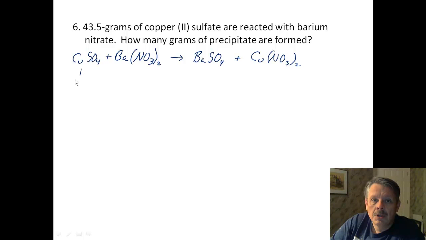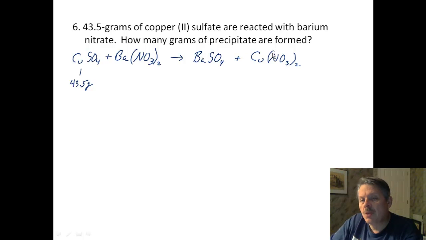That's this one. So we have 43.5 grams of copper sulfate. We're saying how many grams of precipitate are formed? Well, if you go back and look at your solubility tables, or if you happen to remember, anything with nitrate is aqueous, which means the barium sulfate is the one that's the solid, and if you look it up, you'll find out that barium sulfate is in fact solid. So we're trying to figure out how many grams of barium sulfate we have.